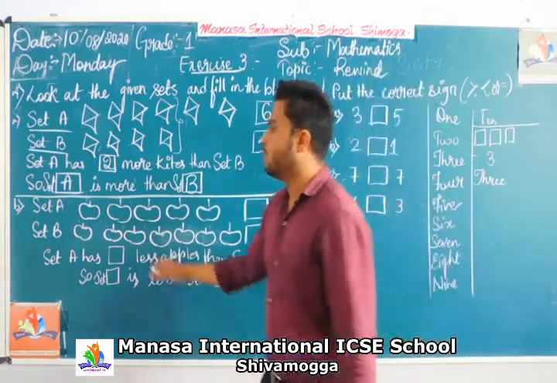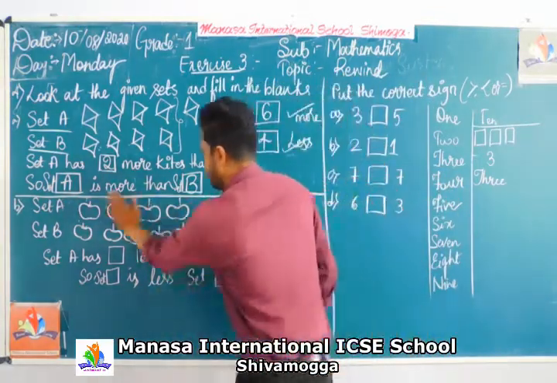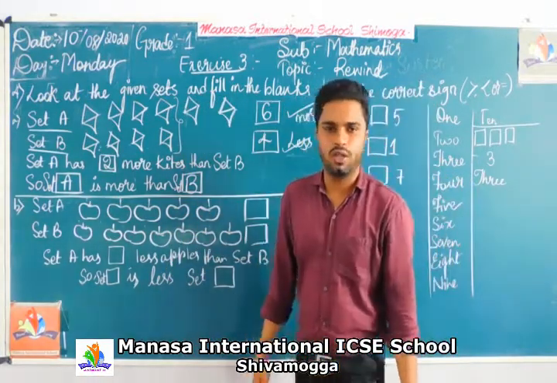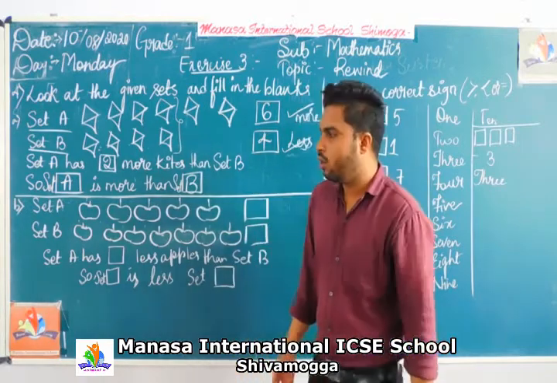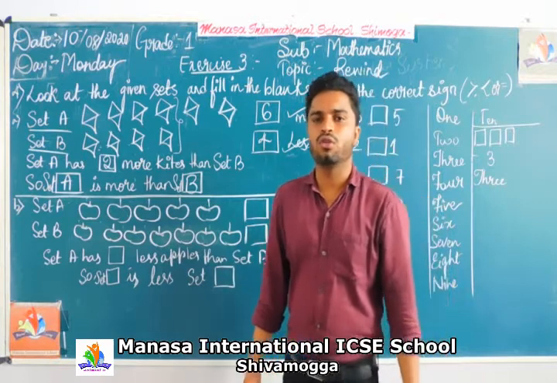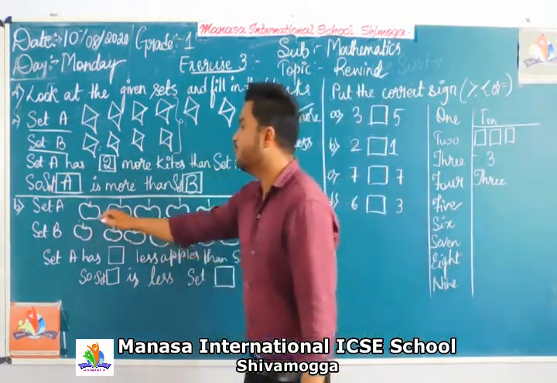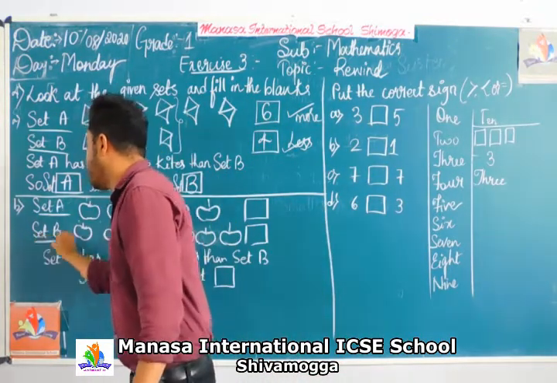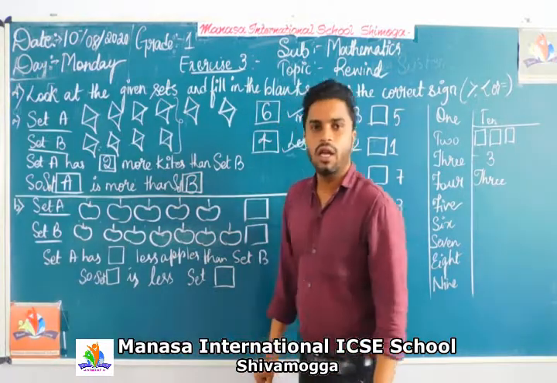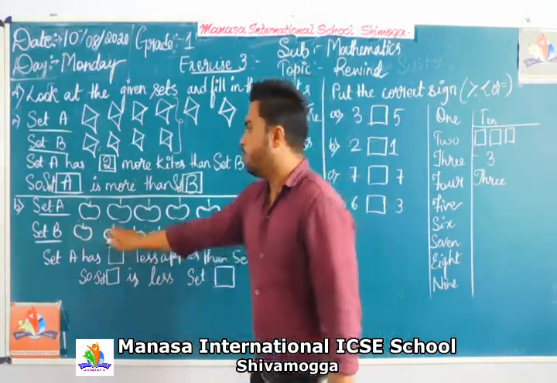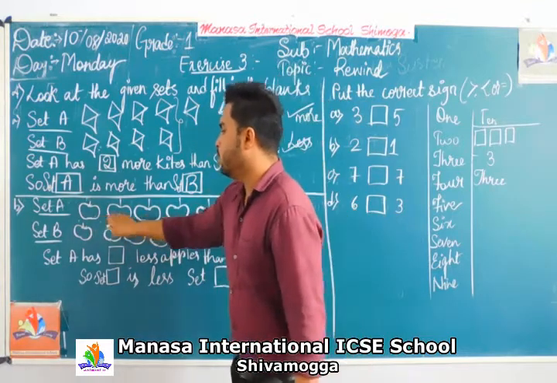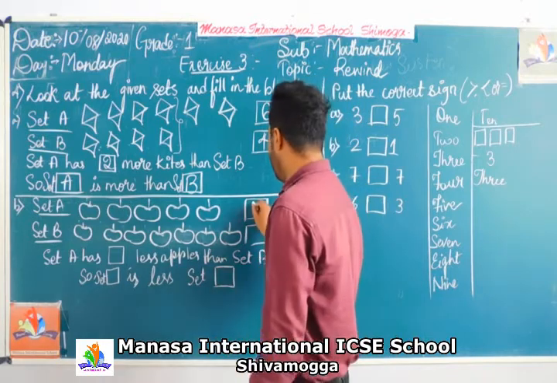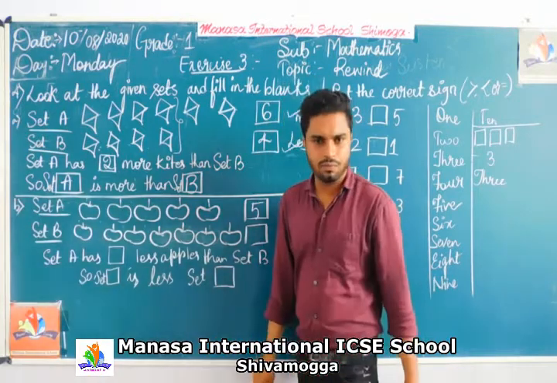Now, coming to the second question, these are apples. I have drawn them in my way. You can see the clear picture in your textbook. Again, you are going to follow the same pattern. You are going to count these apples in set A first. Again, we have set A as well as set B. Please check. 1, 2, 3, 4, 5. How many? 5 apples we have.